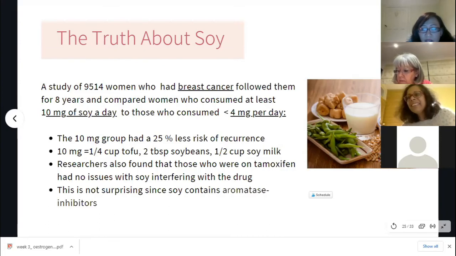The important thing you've got to know is you have to buy non-GMO soy. That's the most problematic thing about soy, the genetically modified part of it. So if you can be guaranteed that it is non-GMO soy you're buying, then if you're taking a quarter of a cup of tofu or two tablespoons of soybean or half a cup of soy milk, you are getting roughly 10 milligrams. And 10 milligrams in a clinical trial with 9,000 patients who had breast cancer showed a 25% reduction in risk of recurrence. So that's a pretty significant finding.